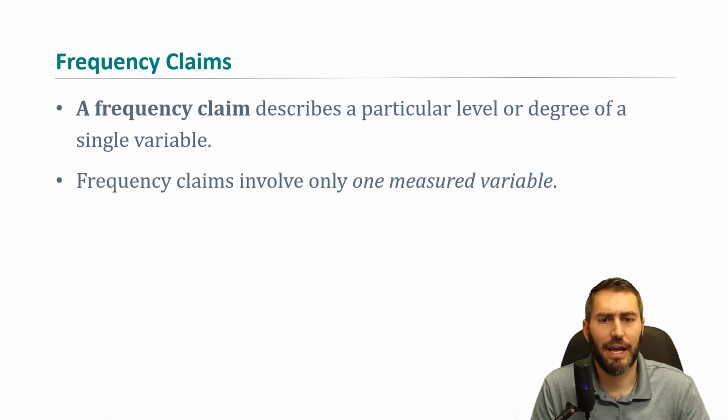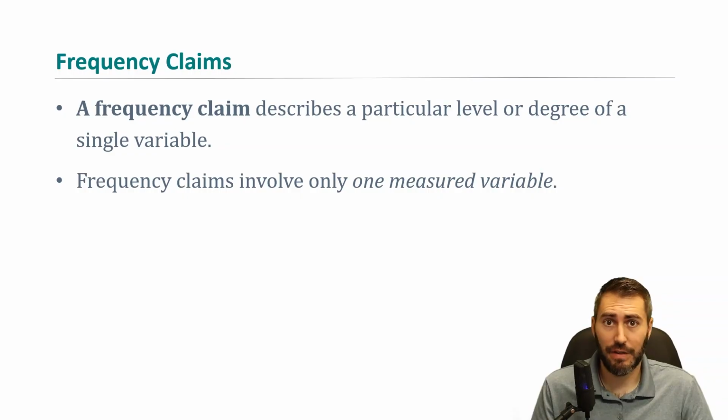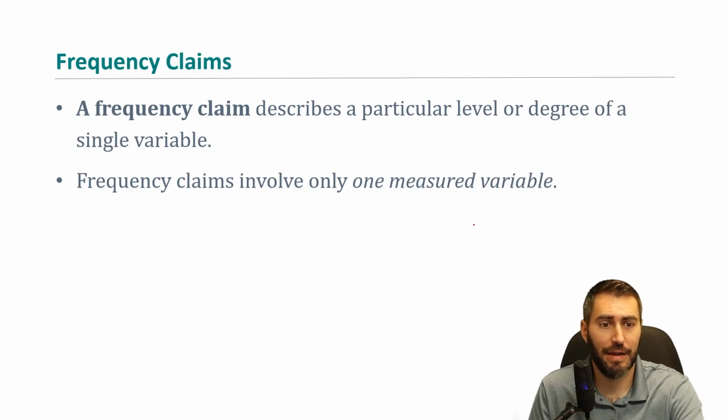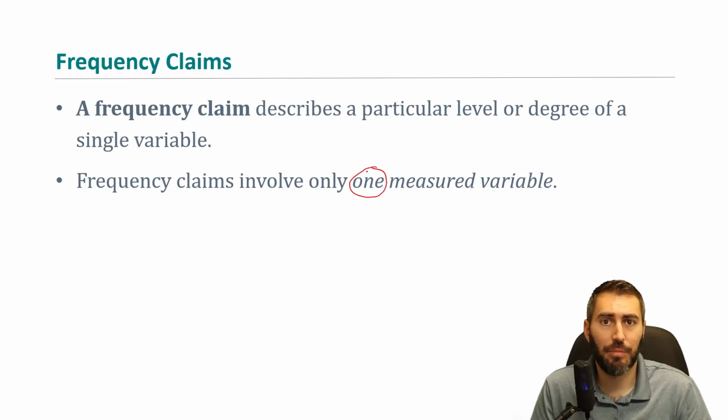So again, a frequency claim is really just looking at some observation where we're just observing what is happening in the world and how often it's happening. And these are valuable in the sense that I think they're a great place to start. We kind of need to use these to get a baseline of what's happening and what's going on. But remember, we're only measuring variables in this case, and we're only measuring one variable. So I think that's an important distinction here. We're measuring one variable and just saying how often is that one thing occurring.